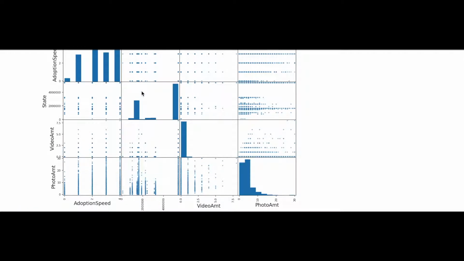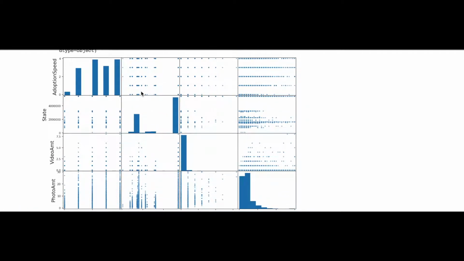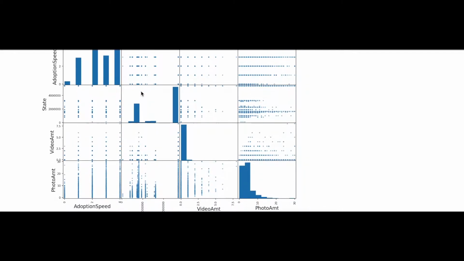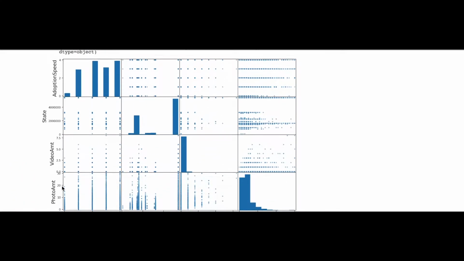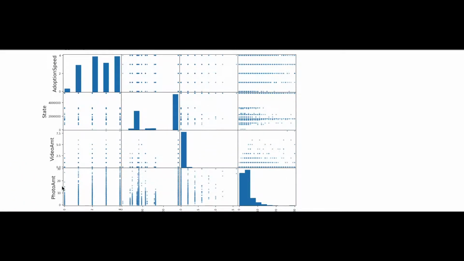And as you can see, the adoption speed seems a little bit more related to the video and photo amount than the state population distribution, as you can see with the curve in the lower left corner. And we thought that this was promising because the video amount and the photo amount were things that could be changed, whereas the state where a potential adopter lives cannot be changed because the pets are hard to transport.